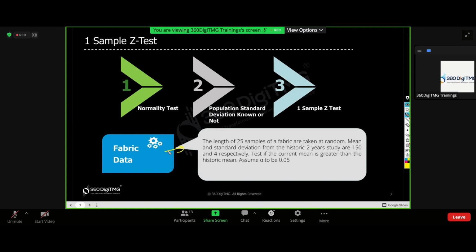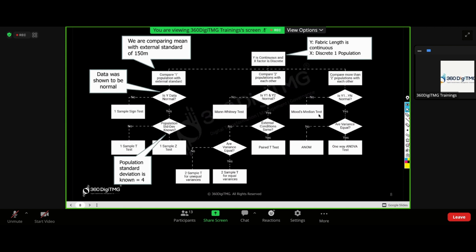So on this type of fabric data, you can perform z test also. You can have normality test. Normality means you will check whether data is normal or not normal. You check whether sigma is known or unknown, and then you further go ahead and check with z test. So here the explanation has been given based on fabric data.